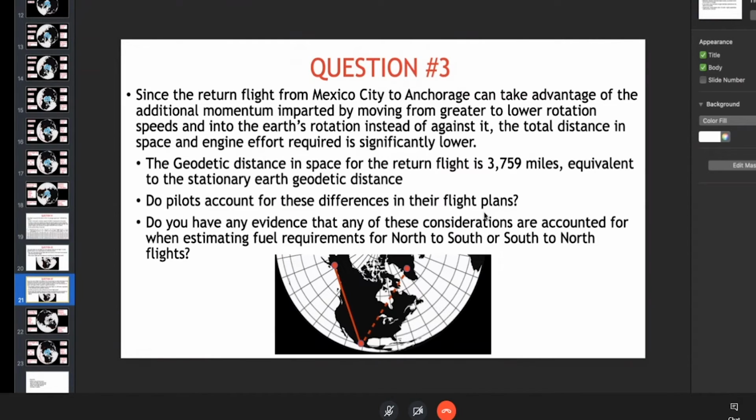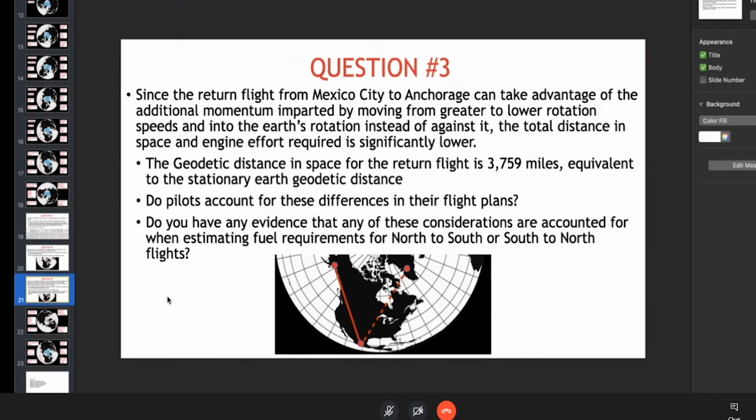Do pilots account for these differences in their flight plans? Meaning, do they account for the fuel requirement differences from going south to north and the distance that they travel through space and the increase in power that is required for them to gain momentum? Does anybody have any evidence that any of these considerations are accounted for when estimating fuel requirements for north to south or south to north flights?